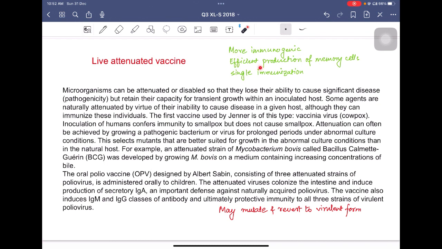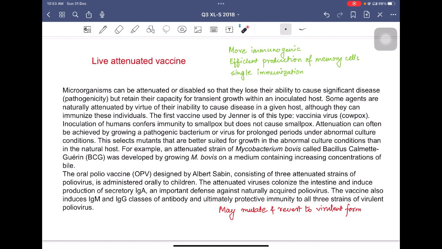They are very efficient in production of memory cells because they are growing inside the host. So their immunogenicity is high. They can cause production of memory cells, and they often require single immunization. So a single immunization will be enough for them to provide lifelong immunity.